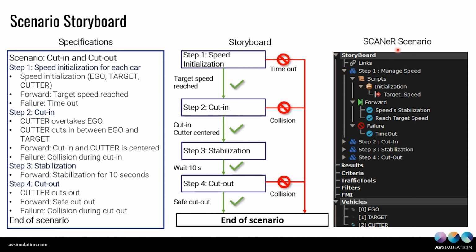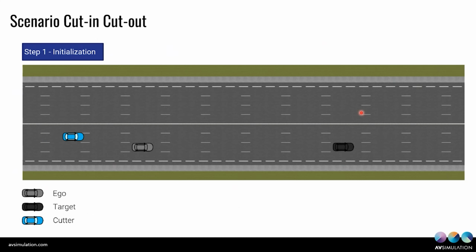And this is what it would look like in the Scanner Studio directly. So you can see the three cores here and the different steps. There's some outputs for them and so on. And so this is the scenario. I just want to show you a visual scene of the scenario before jumping into Scanner.